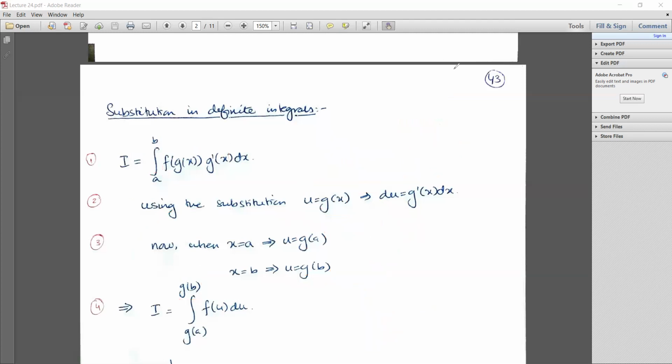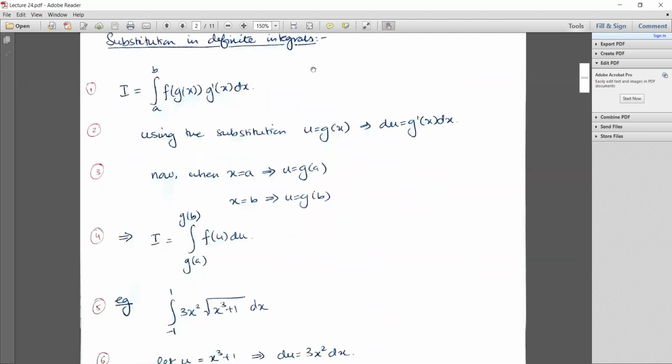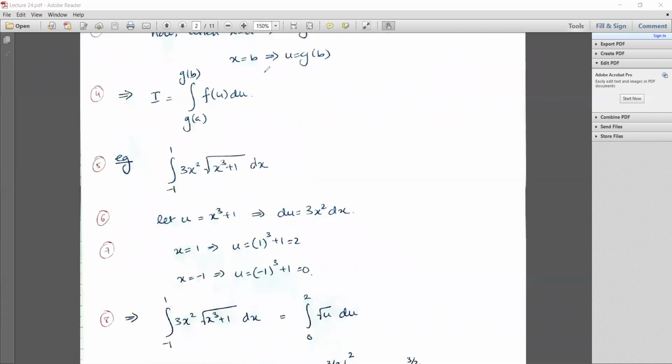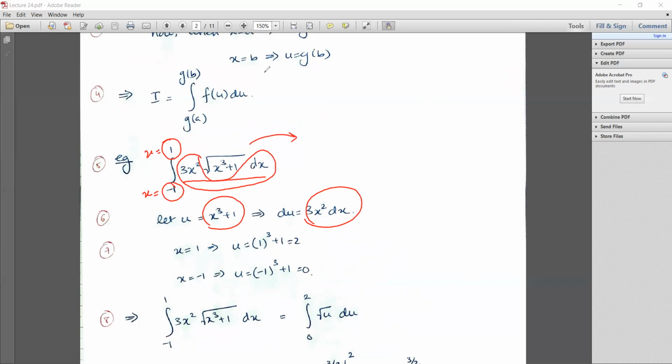All right, so let's do an example. So if I have this integral of 3x squared times square root of x cubed plus 1 dx from -1 to 1. Now remember, this is x is equal to -1 to x is equal to 1. So if I let u be equal to x cubed plus 1, then du is 3x squared dx. And we already have 3x squared dx here, right? So this, inside the integral, it'll become square root of u du.